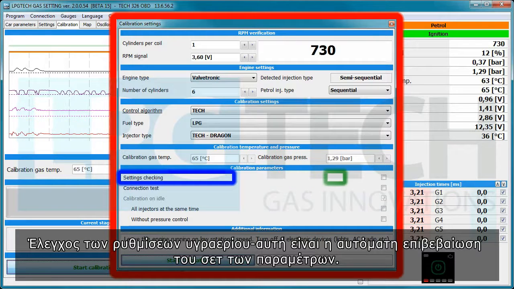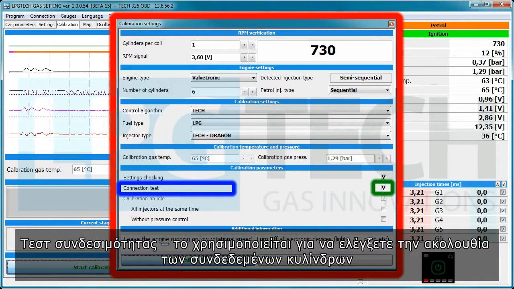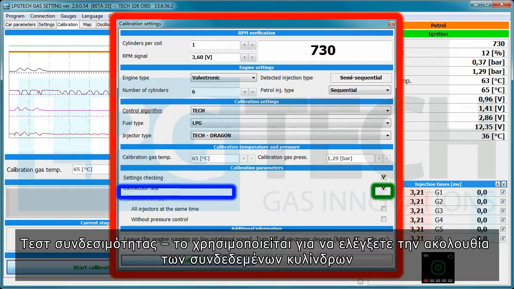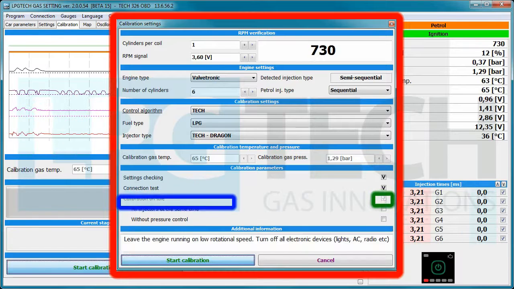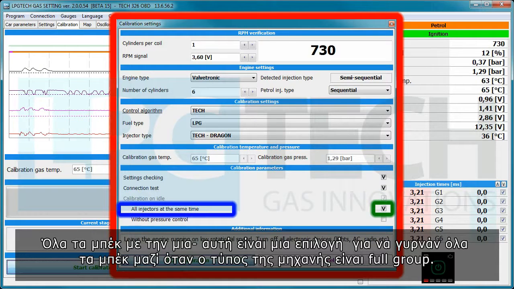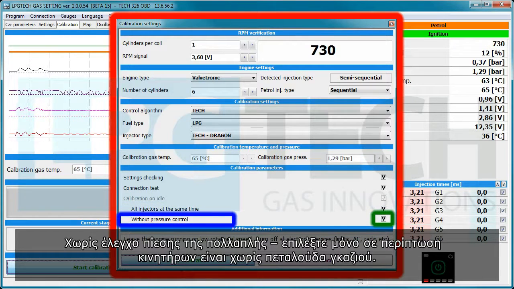Checking of gas settings. This is the automatic verification of set parameters. Connection test. You are using it to check the sequence of connected cylinders. Attention! The process of calibration ensures correct operation of the controller only for low rotational speed, and this option is disabled by default. All injectors together. This is an option to switch on injectors when we have an engine called full group without control of manifold pressure. Select in case of engines without throttle.